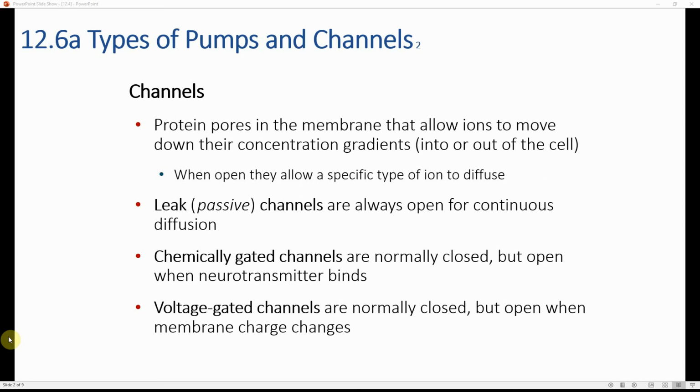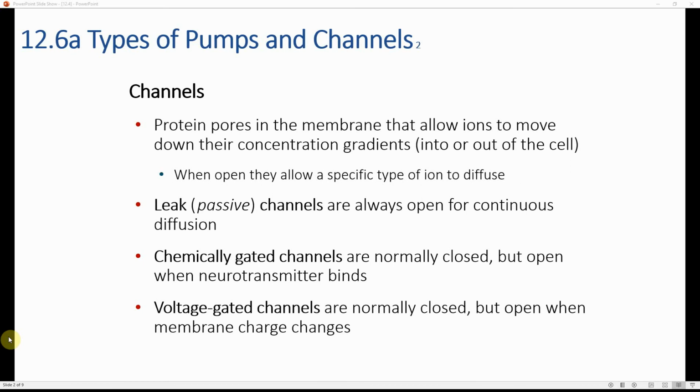We've got leak channels that are always open, and we've got gated channels. And these gated channels can open and close just like a garden gate. Some of them are opened with chemicals, so these are called chemically gated channels, and some of them are opened with electricity, and these are referred to as voltage-gated channels.